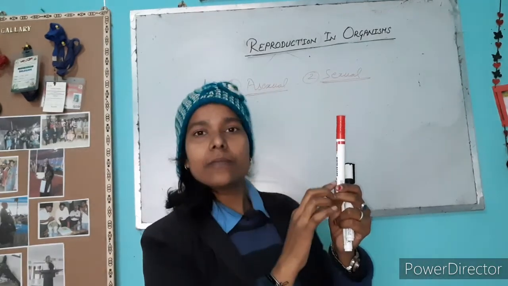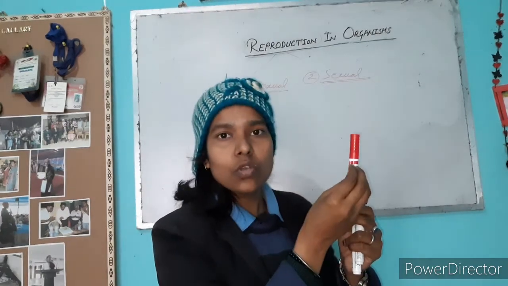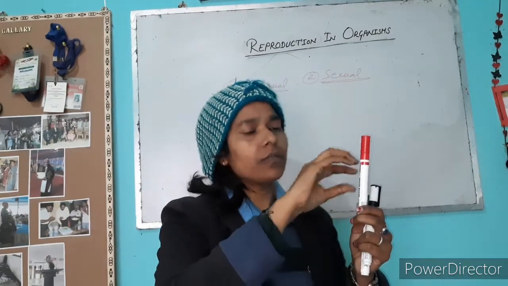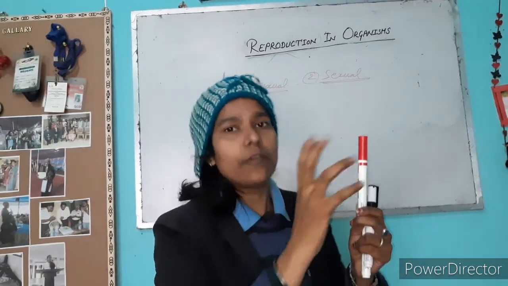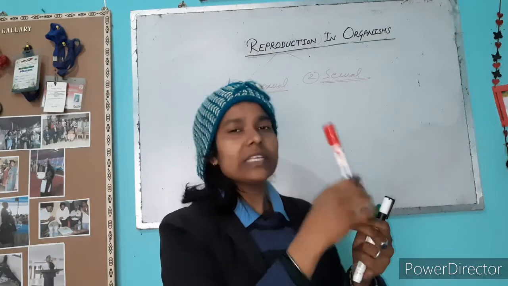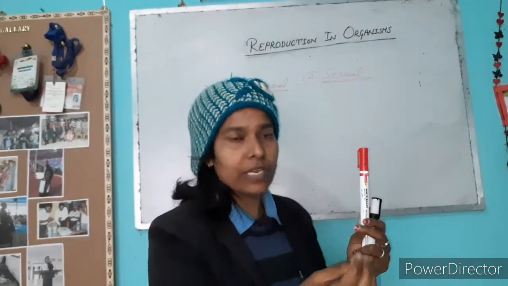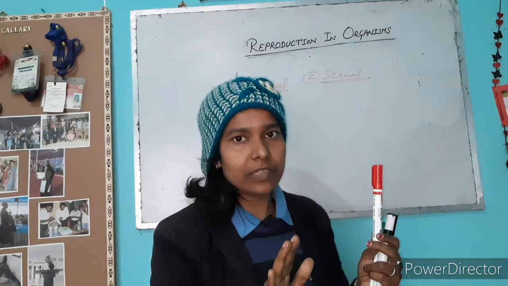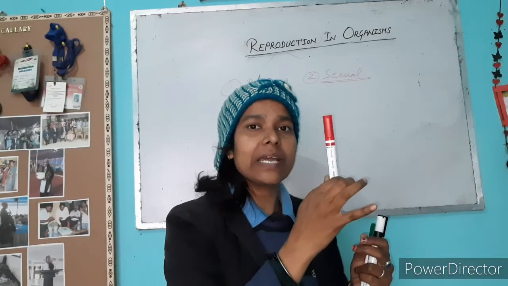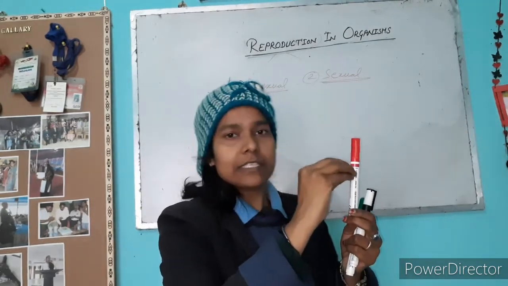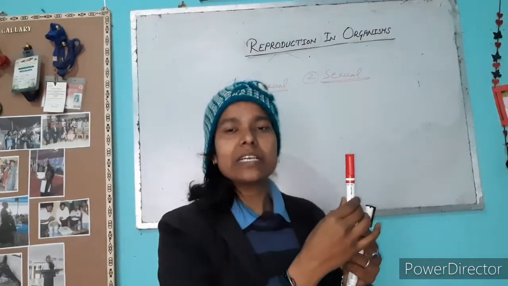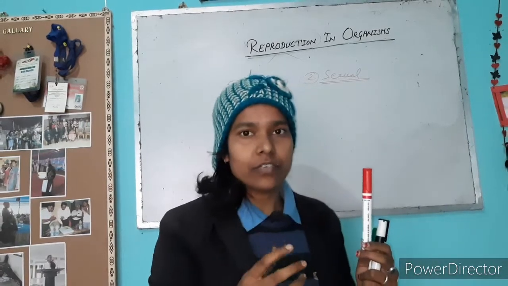can divide its body, or make an outgrowth, or can split, or there are many processes. By many processes they reproduce offspring. I will teach you in detail one by one. Only a single parent can reproduce offspring. No involvement of gametes in the asexual mode of reproduction. There is no need of gametes, no need of two parents. Only a single parent can produce offspring from the same body. There are different methods. Majorly you have to learn 6 methods.